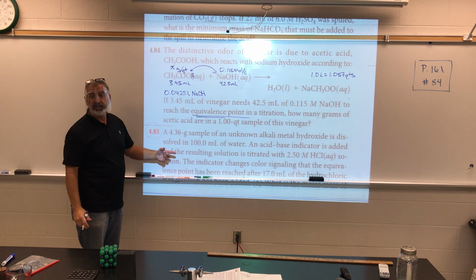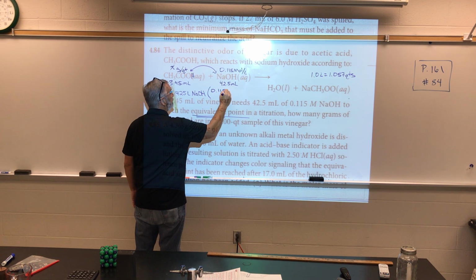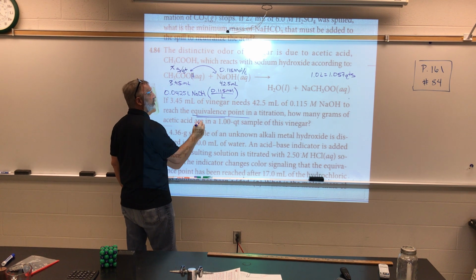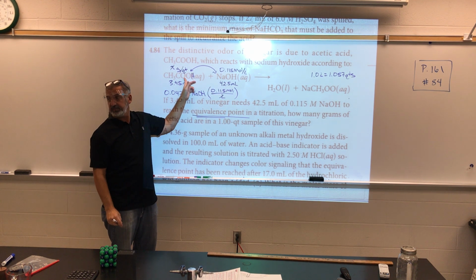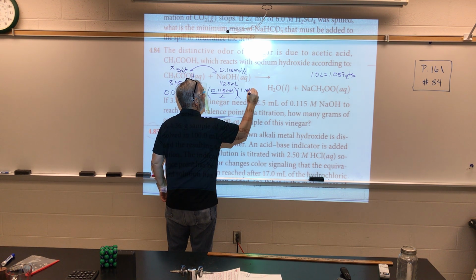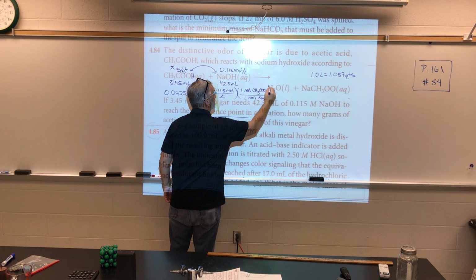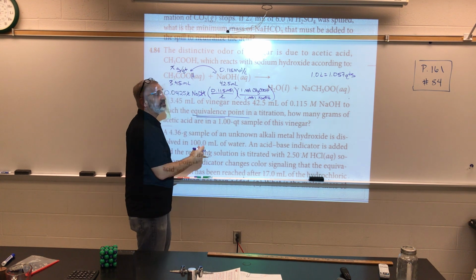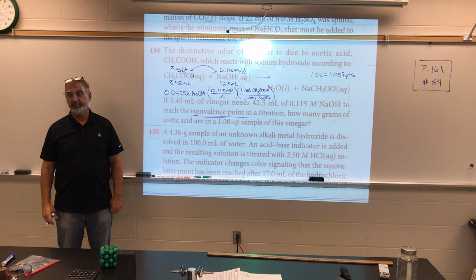Now I'm going to use my molarity to convert that to moles. So it's going to be 0.115 moles for every 1 liter. Okay? So liters cancel. That tells me how many moles of sodium hydroxide it took to neutralize the acetic acid. It's a 1-to-1 ratio. 1 mole CH3COOH for every 1 mole NaOH. Moles of NaOH cancel, so if I stopped right there, I got moles of acetic acid. What do I do next?